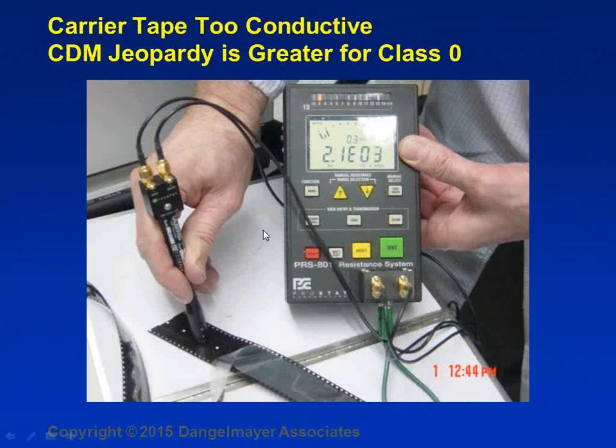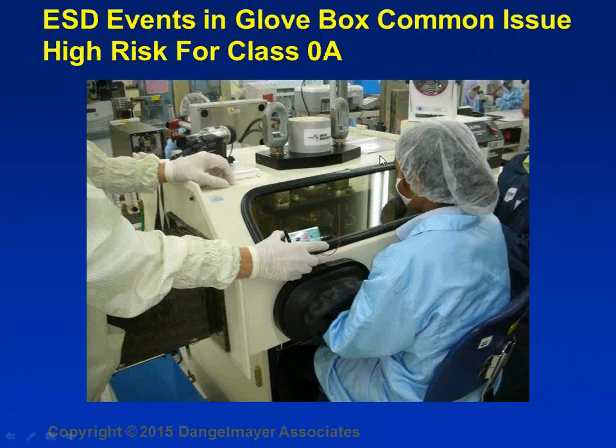Here's a subtlety where the carrier tape and cover tape was too conductive. It was below the dissipative range. Glove boxes, very common scenario. The glove material typically is static generating, and just the most slight maneuvering of tweezers, tools inside the chamber charges them, resulting in discharges to product and damage.